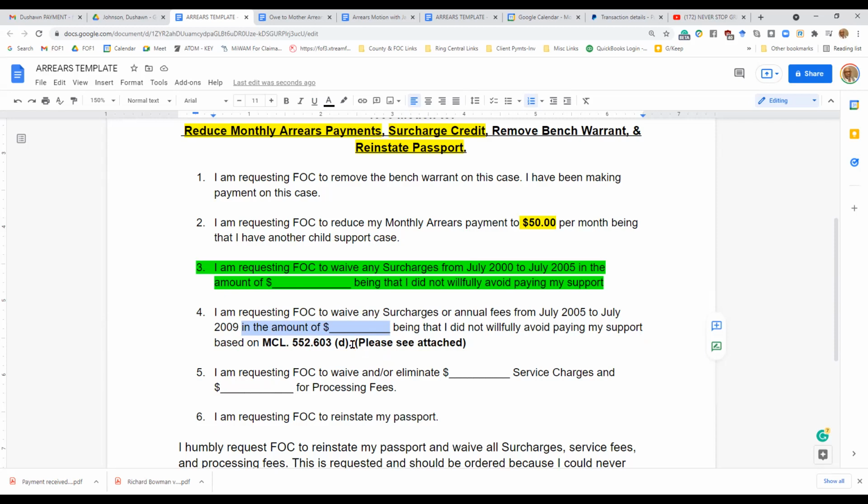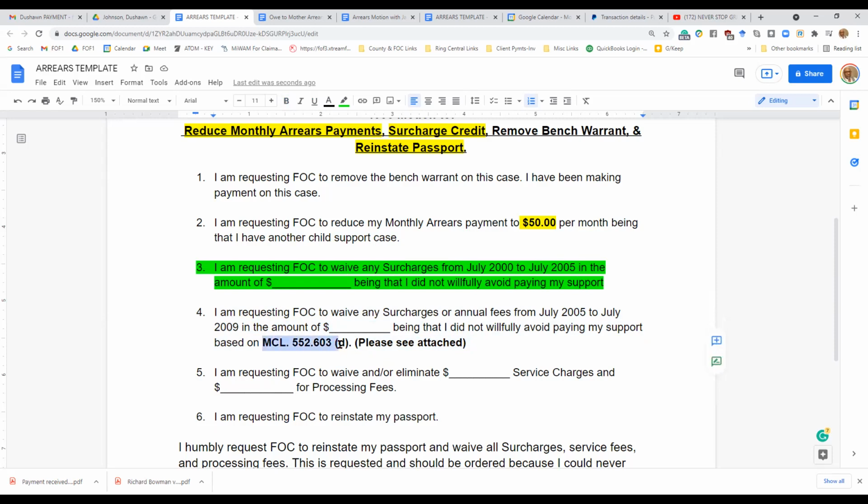Okay, and you got to make sure you attach it, because with this, the reason why this MCL is not up here when you go on before 2005 is that rule doesn't apply before 2005.